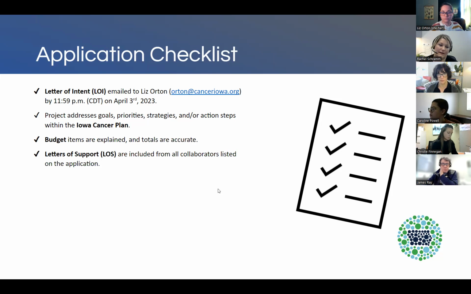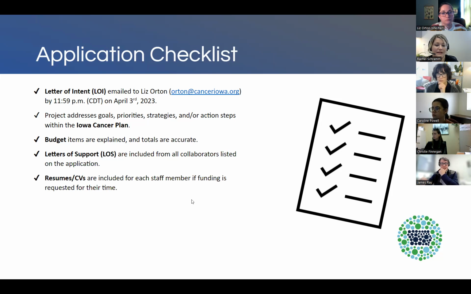We do ask for letters of support included from all collaborators on the application. And again, it doesn't have to be anything earth-shattering, but just a real simple letter of, yes, we're this community organization. We know we support this person in submitting their application, and this is what we plan to do with the project. If you have any staff member that is going to be funded off of the application, we do ask that you include a resume or CV for that person.